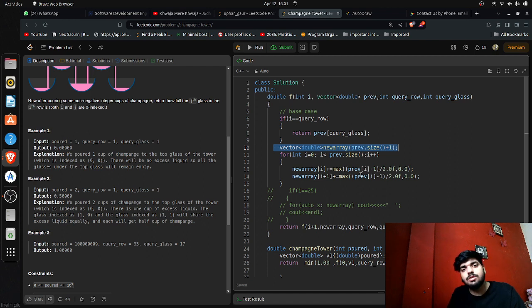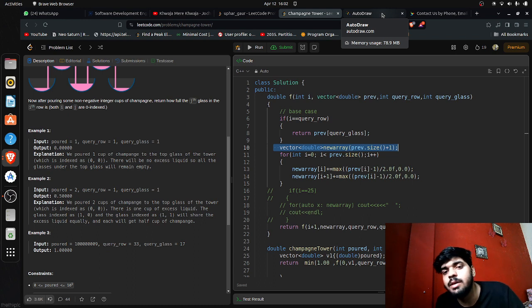The minus 1 is used by the glass itself, and we are taking the maximum because the previous value minus 1 may turn out to be negative. For example, if a fluid is coming and it is 0.5, then there would be no donation of fluid to the next glasses. It will utilize the whole fluid. So that's how we are doing it.